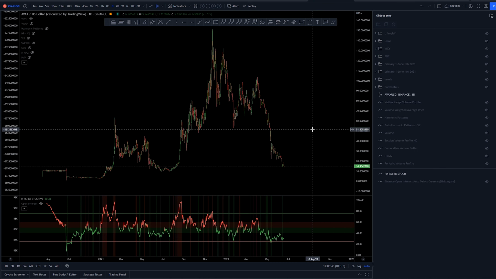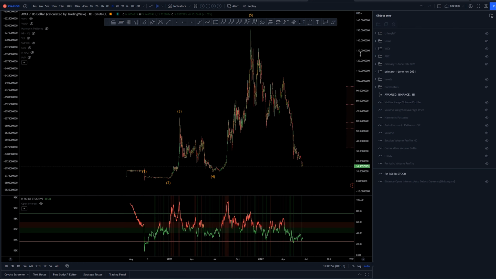I'll cover wave analysis with Elliott Wave Theory and provide multiple scenarios the price may take and explain why I prefer one count over another. Let's take a look at the different possibilities. On higher time frame we've had two different scenarios.